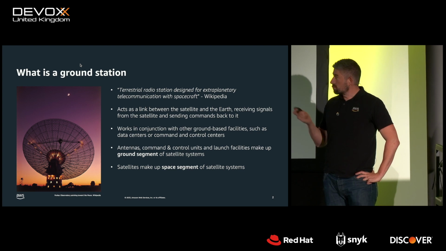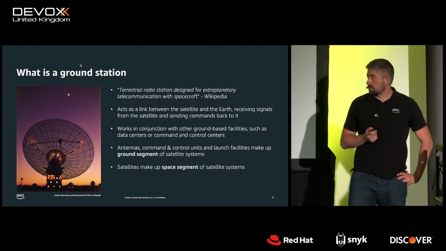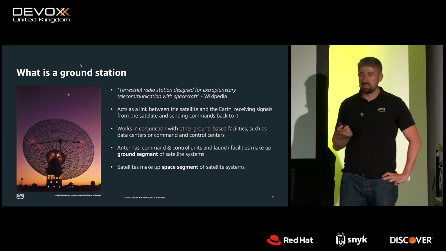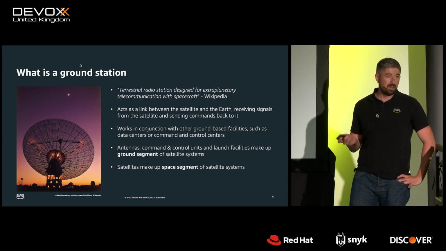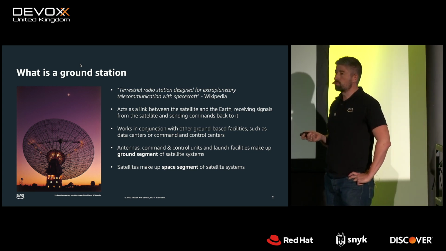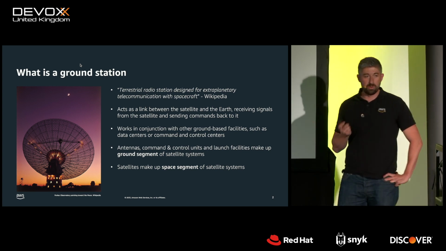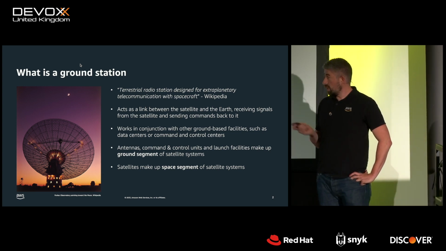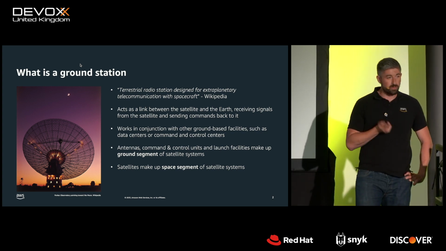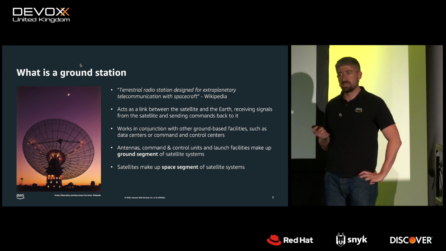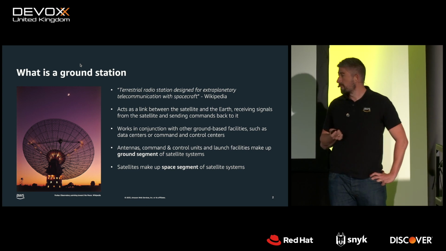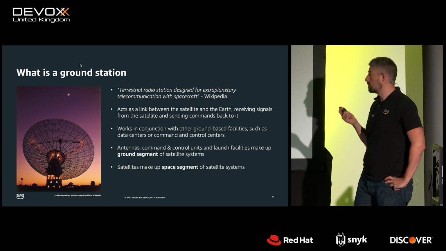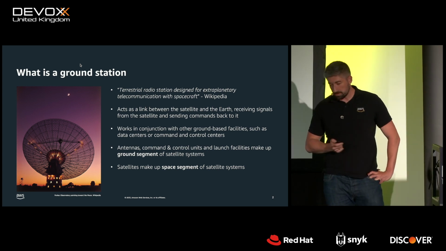What we see on the left, that is a ground station, and that is probably one of the OGs of ground stations. That is the Parkes Observatory in Australia. That's the one that was used to transmit the data from the Apollo 11 mission from the moon. It's still in active use, and the general principle of such a ground station has not changed in the past 60, 70 years. Modern ground stations have a few more bells and whistles attached, but the principle remains the same.